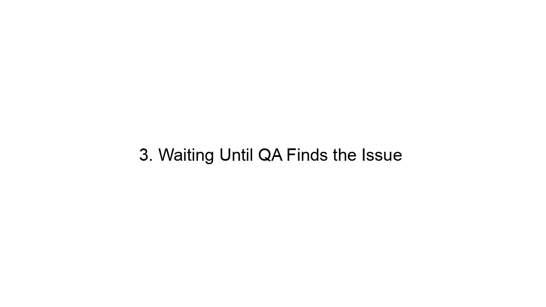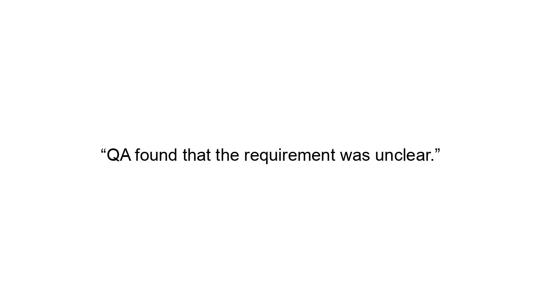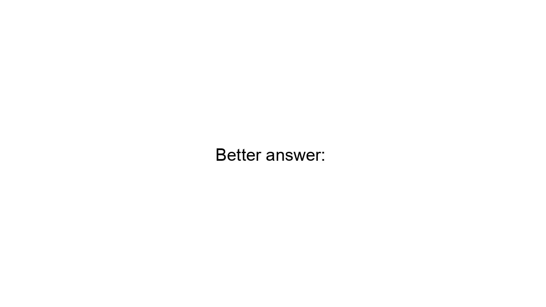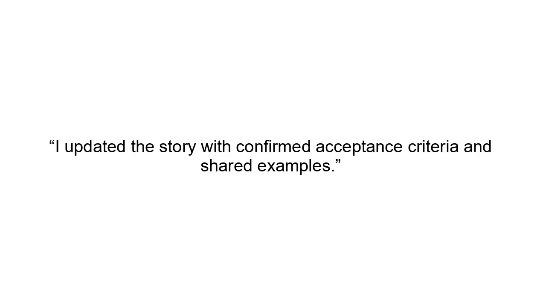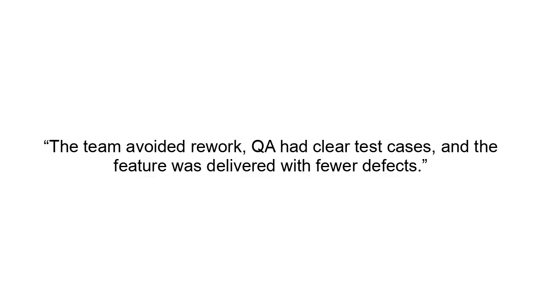3. Waiting until QA finds the issue. Bad answer: QA found that the requirement was unclear. Better answer: I clarified the acceptance criteria before QA testing started. 4. Not documenting the answer. Bad answer: We discussed it in a meeting. Better answer: I updated the story with confirmed acceptance criteria and shared examples. 5. No result. Bad answer: The requirement became clear. Better answer: The team avoided rework. QA had clear test cases, and the feature was delivered with fewer defects.